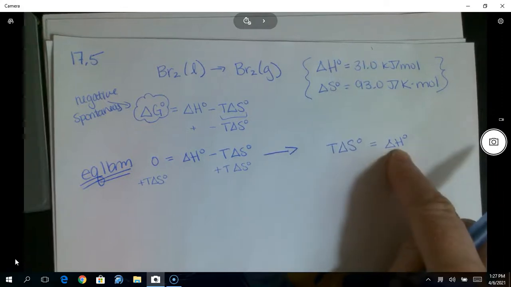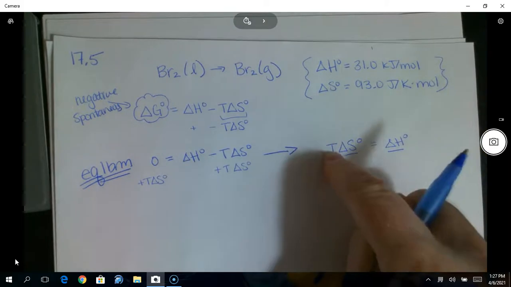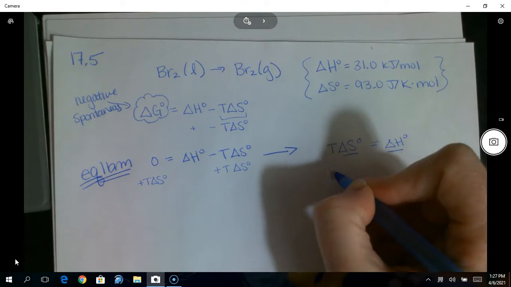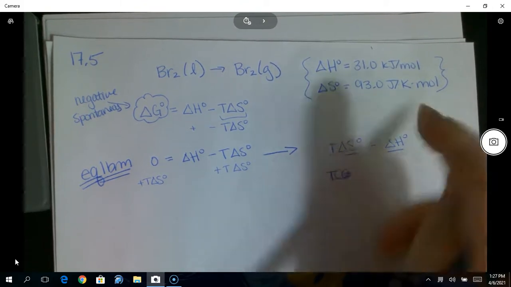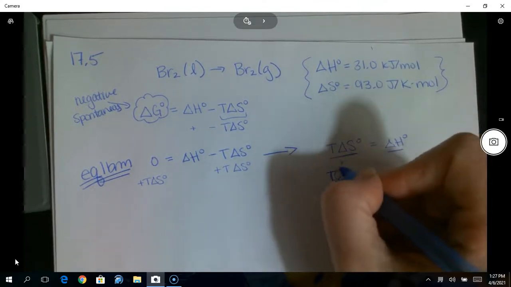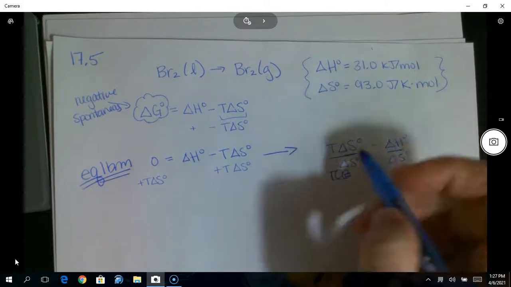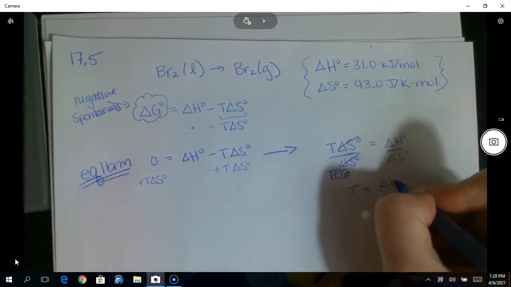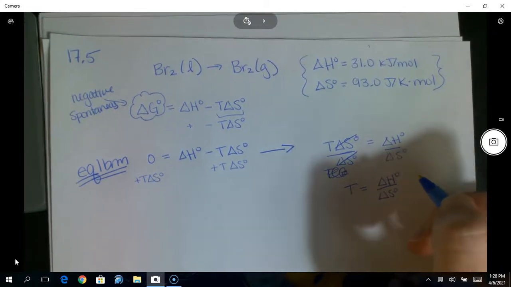So we're going to work within this piece right here, especially because we know this and we know this variable. That leaves only one variable left, so we're going to plug that in. So we've got T equals, let's solve for temperature. We divide both sides by this change in entropy. This cancels, and T equals change in enthalpy divided by change in entropy.